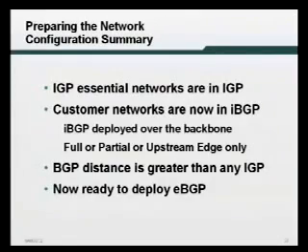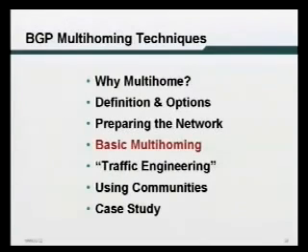Okay, so summary of all that. We've got the essential networks within IGP, so anything that's important for the IGP, in other words, point-to-point links, are in there. Everything else has gone into IBGP. IBGP is like the common carrier. You can put all sorts of junk in there, and it will carry it quite happily. You've deployed IBGP across the backbone, whether you've done full or partial or upstream edge only, it's up to you. BGP distance is greater than any IGP, which is fine, so you're now ready to deploy eBGP. And that takes us on to the basic multi-homing part.